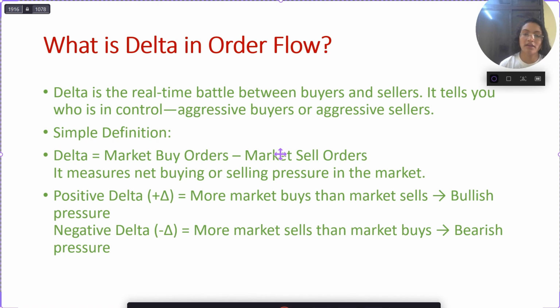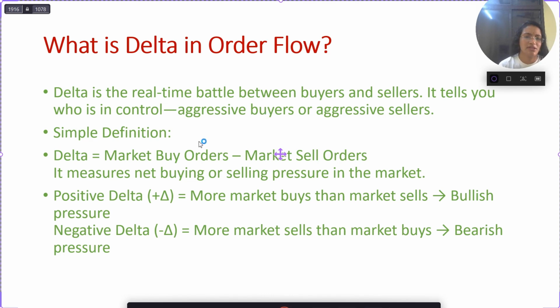The whole idea of learning this concept is what? We have to know who is dominating in the market, so we can be on the side of the dominating people. If the people are selling and you are seeing it through order flow, you will be on the sell side. If they are buying, you will be on the buying side. The whole concept of learning order flow is taking the right trading decisions in the right way. So it tells you who is in control, aggressive buyers or aggressive sellers.